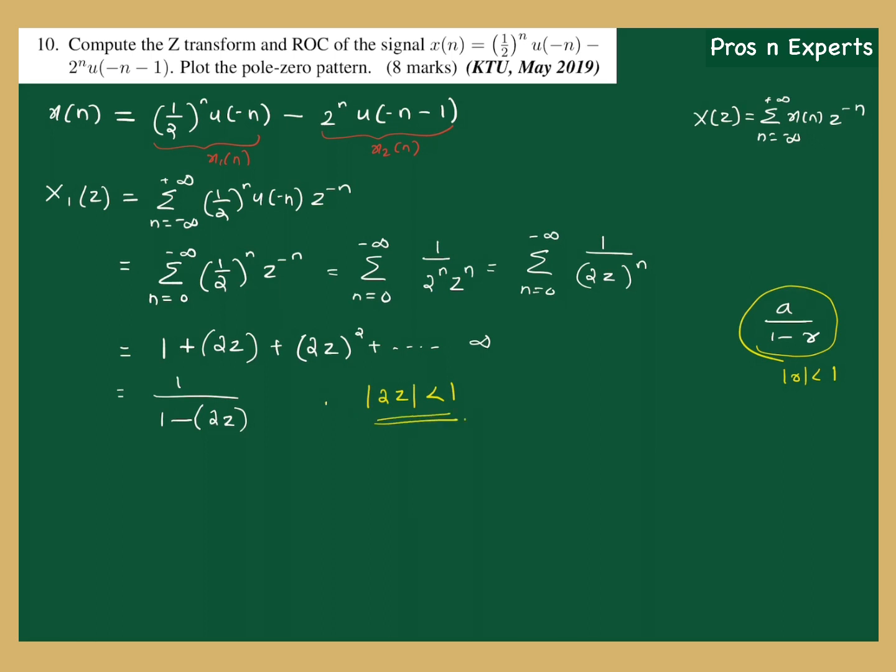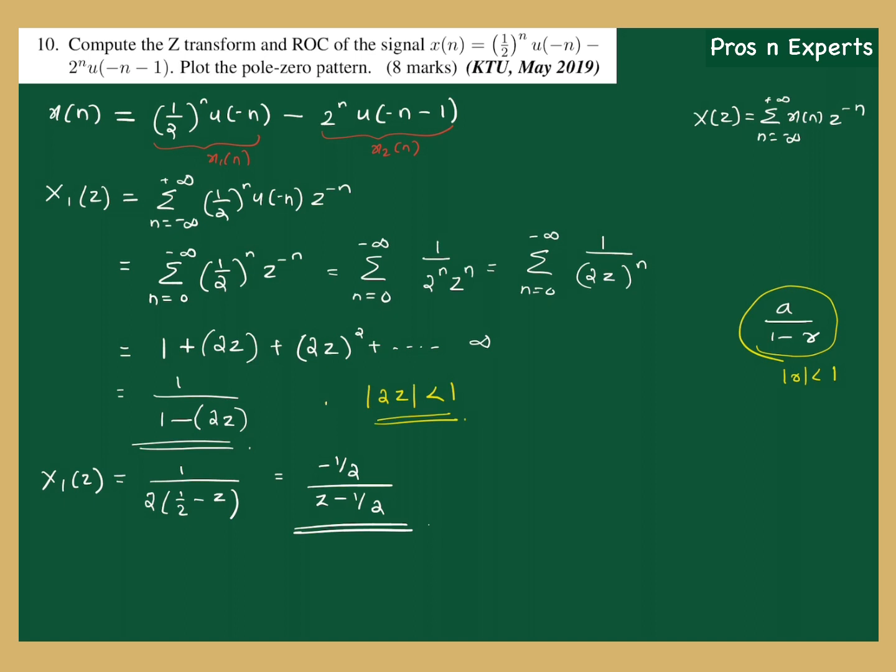So x1 of z is 1 by 1 minus 2z. Or I can write it as, let me take 2 outside, 1 by 2 into (half minus z). Or this is equal to minus half divided by (z minus half). So this is the z transform, x1 of z is equal to minus half divided by (z minus half).